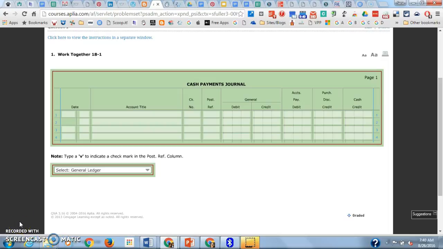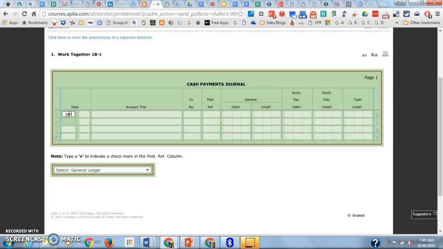Okay, my instructions for 18.1 are on page 537. We are going to first journalize our transactions and then post our journal columns. So our first transaction is January 3rd. We paid cash for a paint mixer, $500.